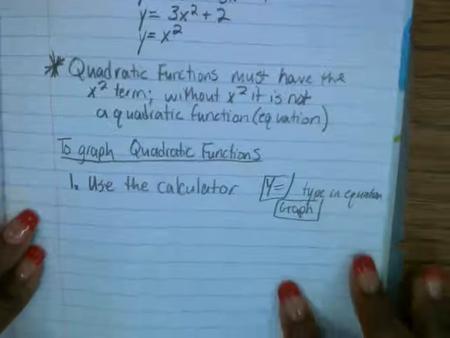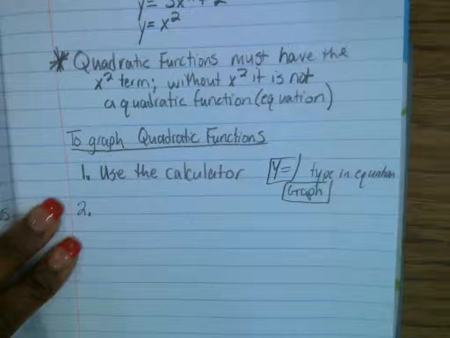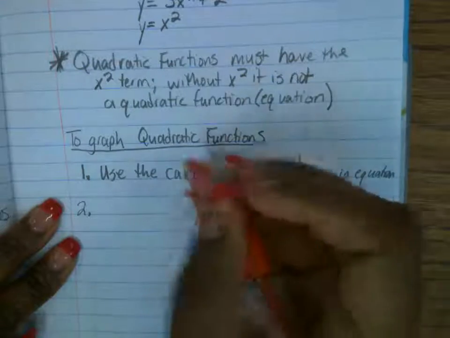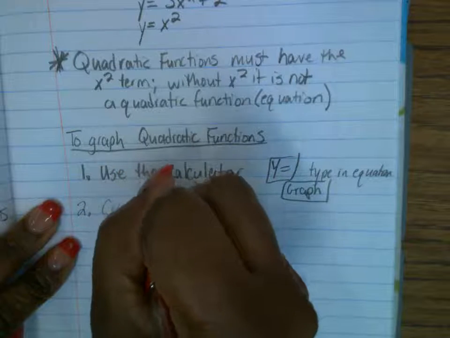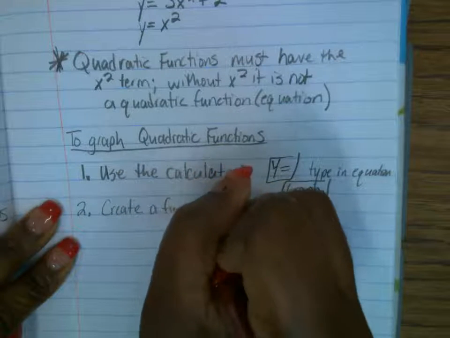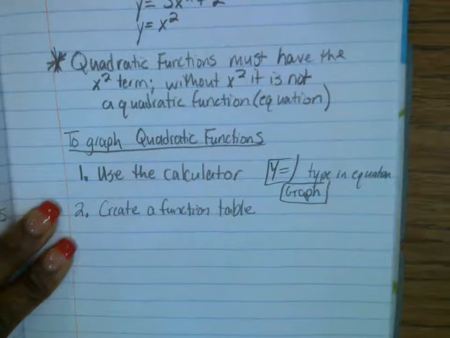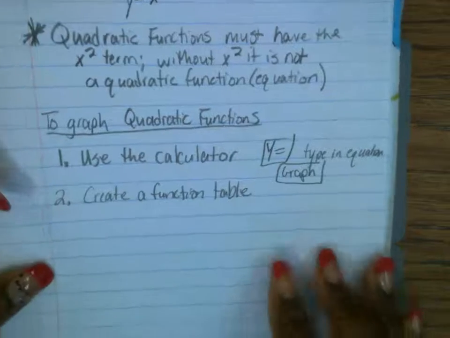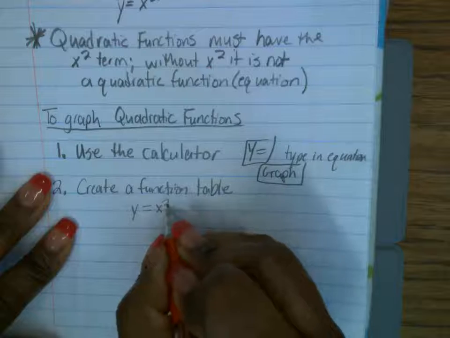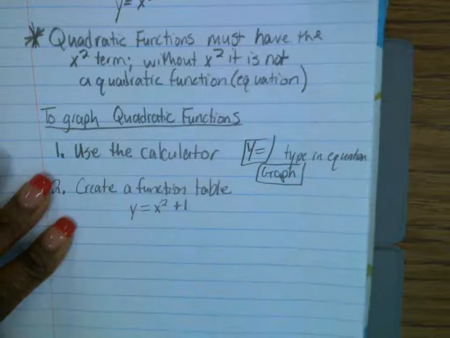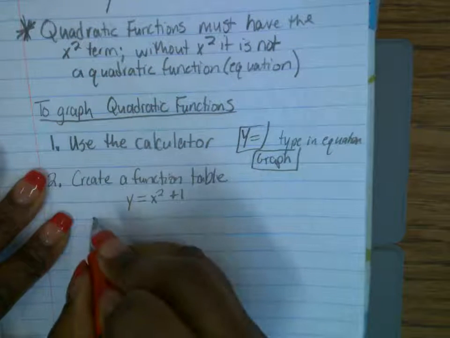The second way to graph a quadratic function is to create a function table. And you can do this for any and every function, okay? Create a function table. And you create them the same way you create any other function table. If the equation is y is equal to x squared plus 1, I'm going to use a simple one. This is a quadratic equation. This is all you do here.